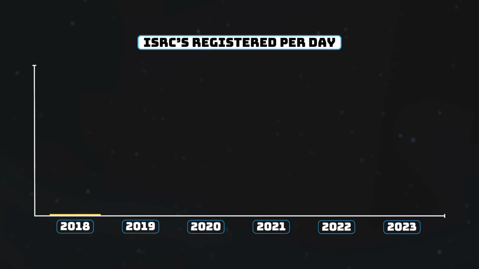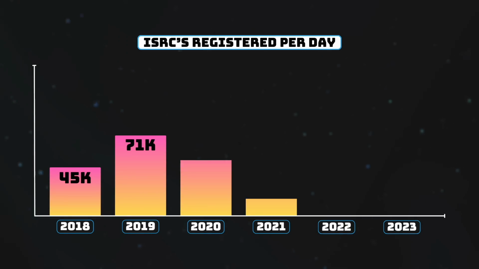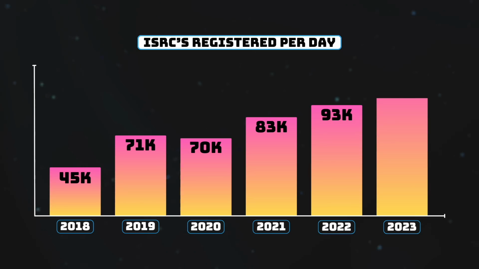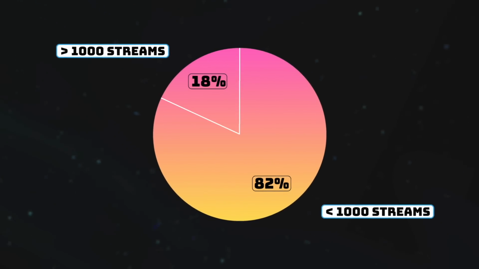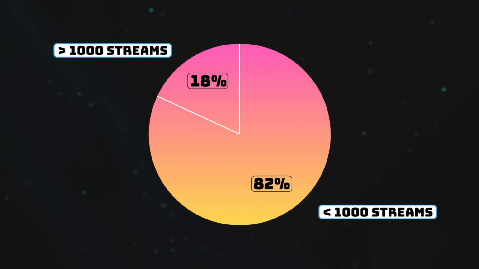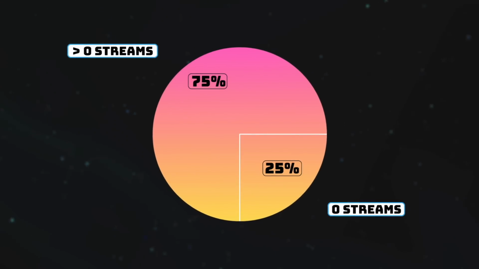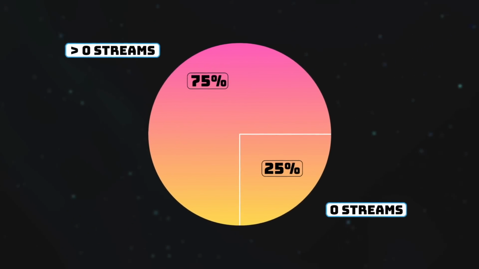The thing is, that's actually already happened. Over 100,000 tracks are getting released every single day on Spotify. 82% of those tracks get under 1,000 streams, and even crazier, 25% of tracks get 0 streams. This sounds bad, but it's actually a good thing.